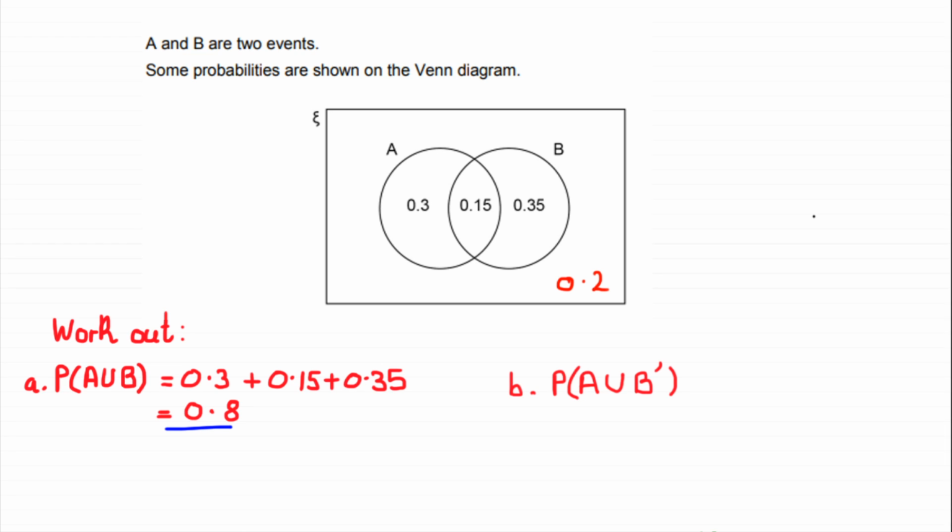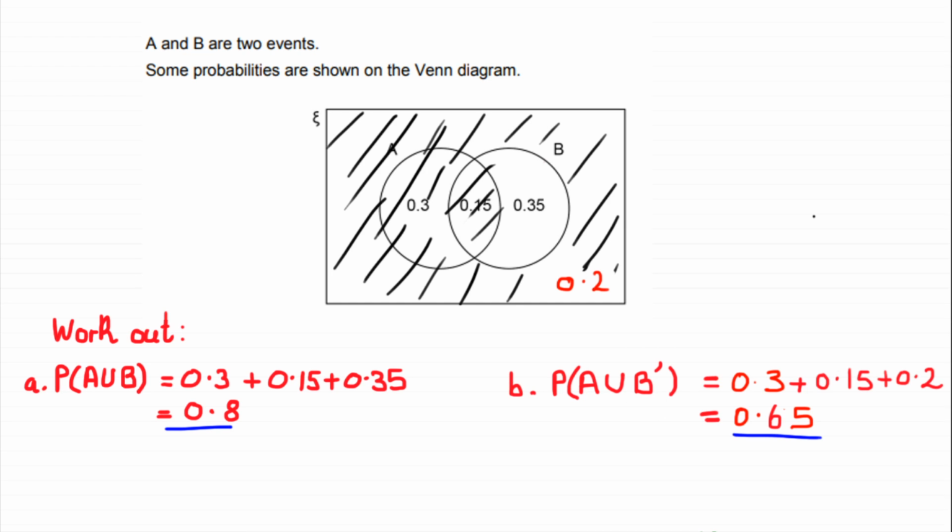Okay, let's go through this question. So the set A union not B, as we saw before, can be represented by this shaded region, which includes the probabilities 0.3, 0.15, and 0.2. Adding all of these together, the answer is 0.65. So good stuff, guys, for coming in there with that.